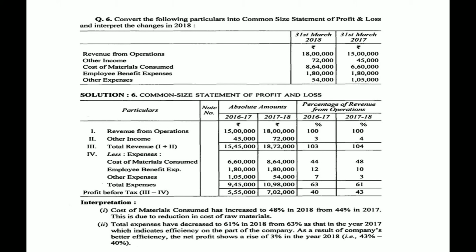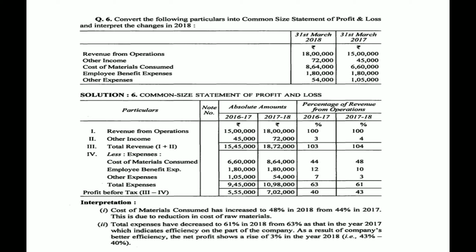Now 6th question is having 2 years data, so this is for you. You have to solve them, and here is the solution. You can compare your solution from this, and also there is a comment given, right? Interpretation. So after solving the common size statement, you have to interpret the data, because each and every person does not have knowledge of accountancy, so you have to interpret the data according to the common size statement, right?